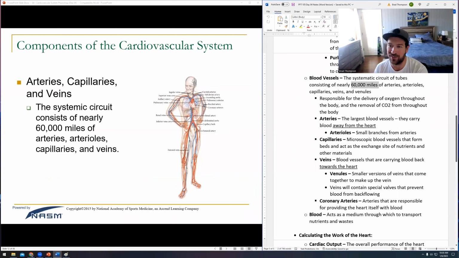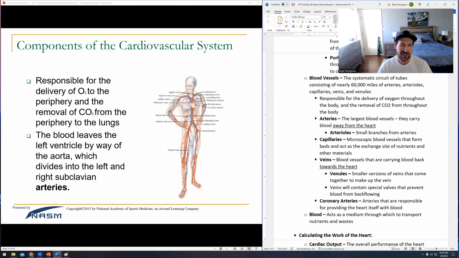So, those are your blood vessels, right? Like I said, their job is to deliver oxygen throughout the body, but they're also in charge of gathering all that CO2 from the body as well. So here's what we need to do. We need to remember which blood vessels are arteries and which are veins.